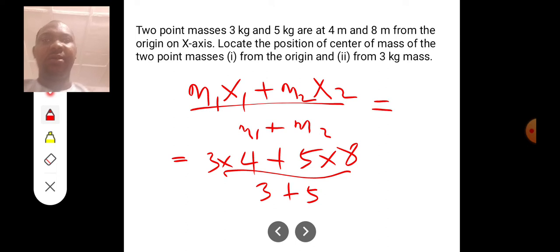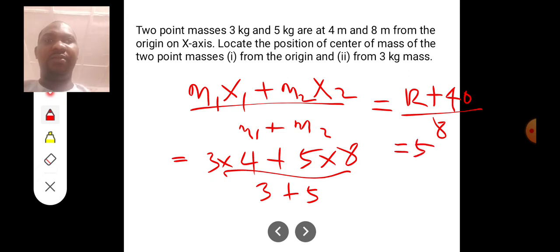So that will now be equal to 3 times 4 is 12 plus 5 times 8 is 40, now divided by 3 plus 5 is 8. Okay, so that will give us 12 plus 40 is 52. So 52 divided by 8, that will give us 6.5.